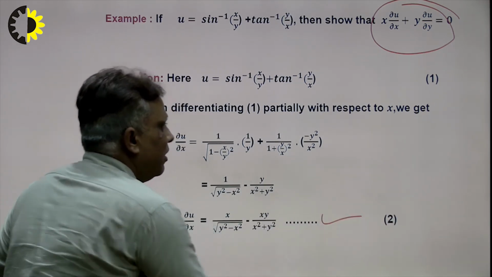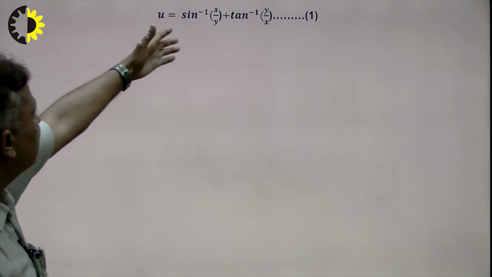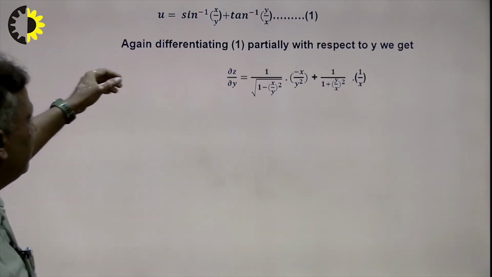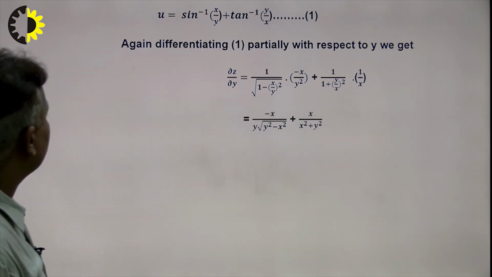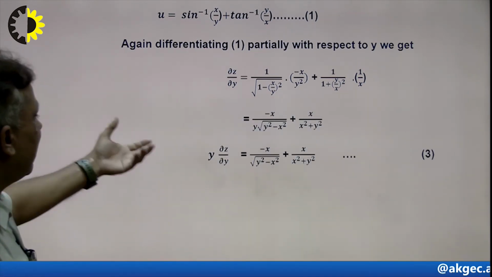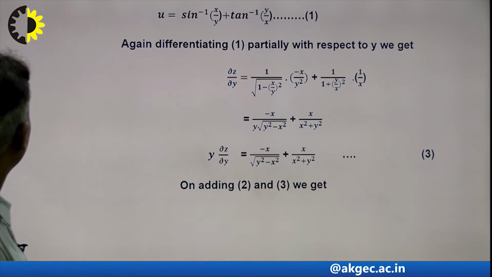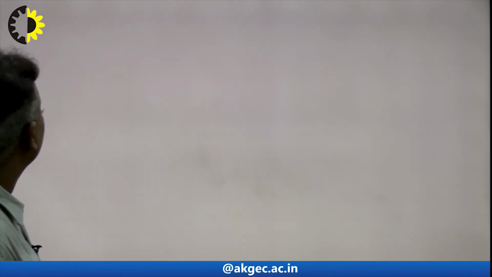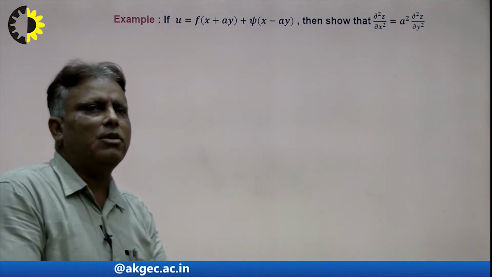In the same way, equation number one, differentiate partially with respect to y, and what will be the result here? I write equation number one again, and differentiate partially with respect to x, and the result will be this here. In this way we can find out our problem, and multiply on both sides by y. Suppose adding the second and third, what will be the result? The result will be this, which will be 0 here. So in this way we can find out our problem. How to solve? This is another criterion. In this way we can find out our problem.